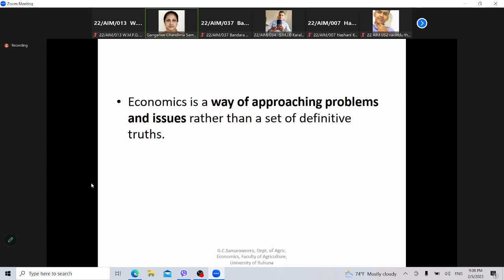For example, economists normally approach problems and issues rather than definitive truth. So every time, economists are thinking about problems and issues, while sometimes people just think of the truth. All people think, okay, the sun rises from the east and goes down in the west. That's the general truth. But economists see why it happens. What are the issues there? So this type of critical eye lets you see through the problem.